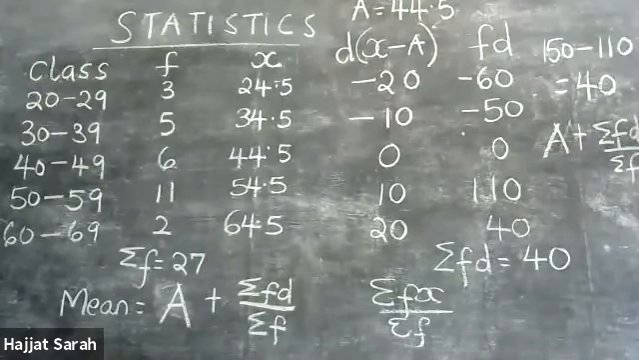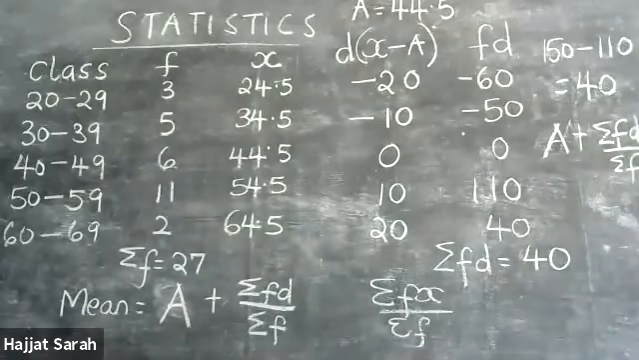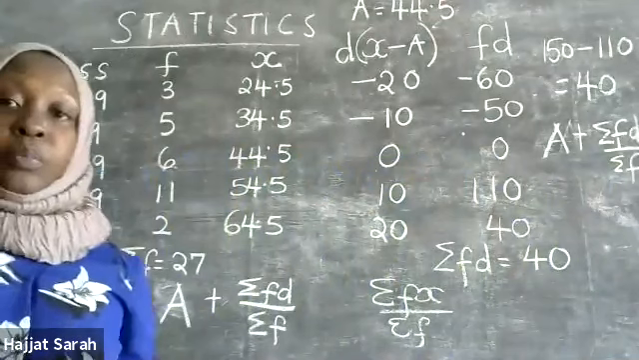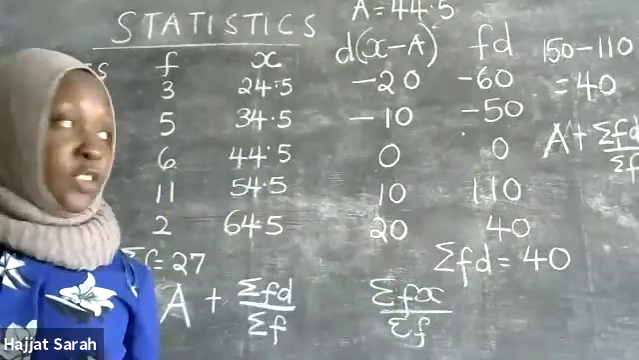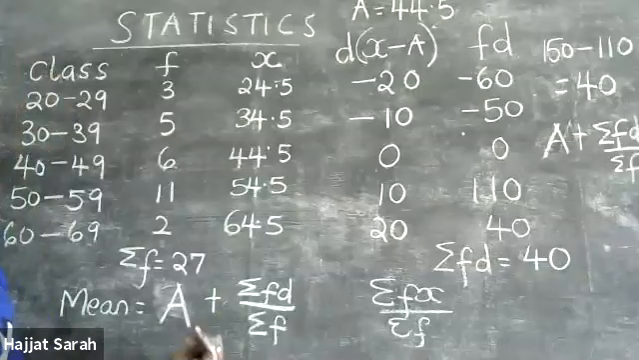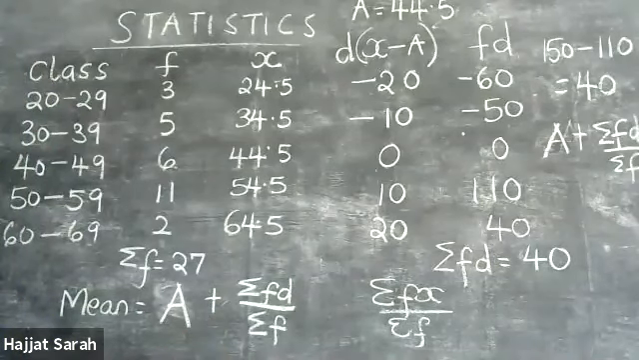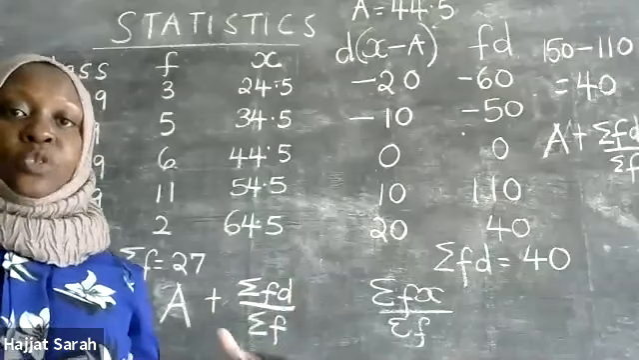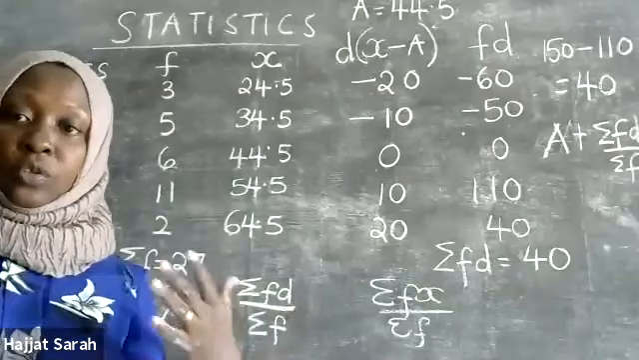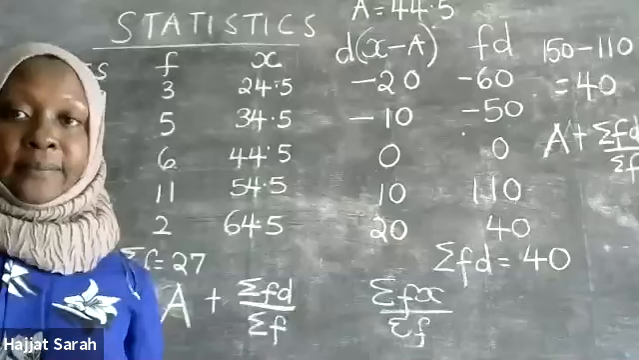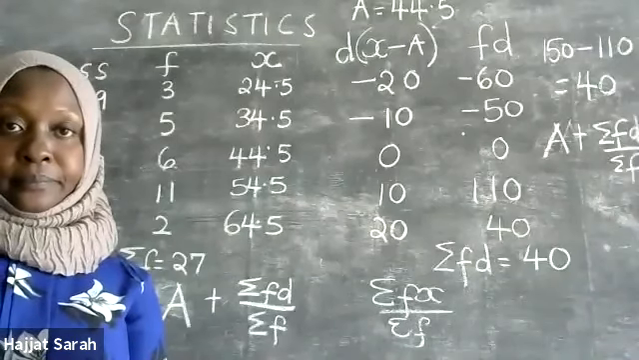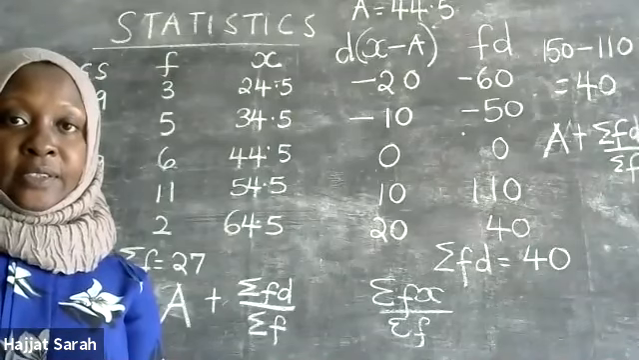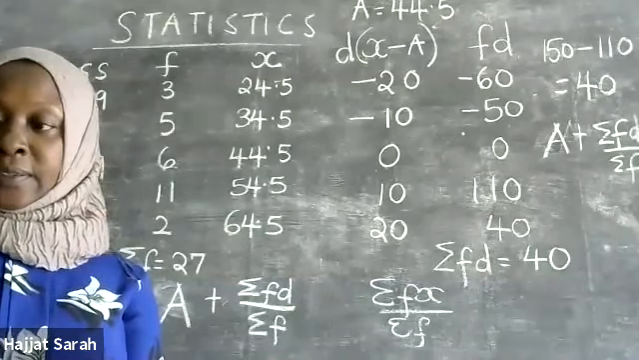Then whatever you get from here is what you add to it. Sometimes the value could be a negative, other times it could be a positive. So like in our value of summation of FD over summation of F was a positive. So we simply add. Other times you'll find that it is a negative, then you'll do what? You'll subtract. Any other question? Teacher, the A is always given in the question.